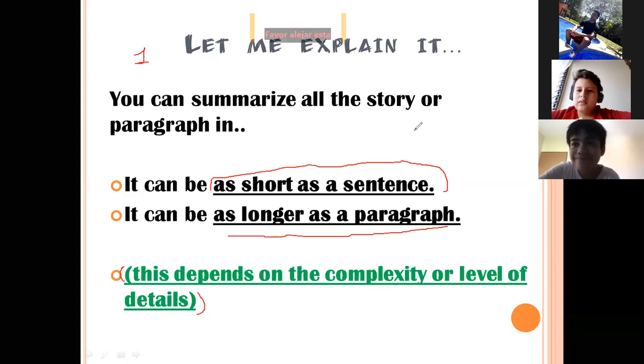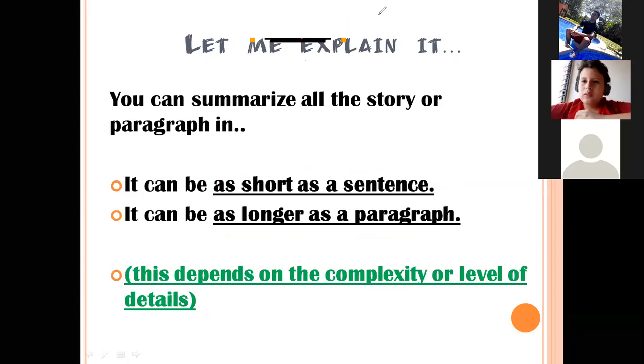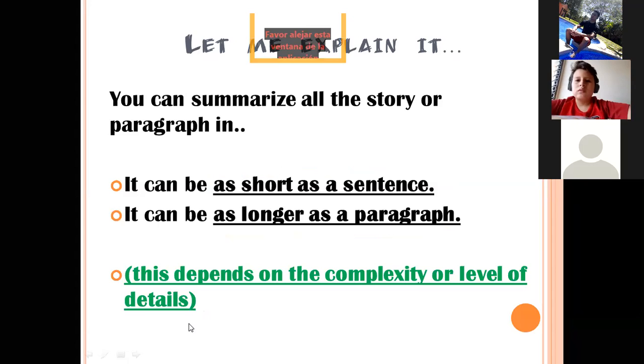Okay, remember, first option, as short as a sentence or as long as a paragraph. Let me erase this. Now, let me see. We have to hurry up. Okay.